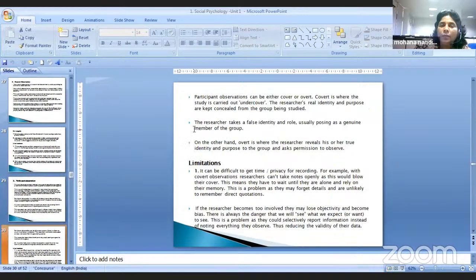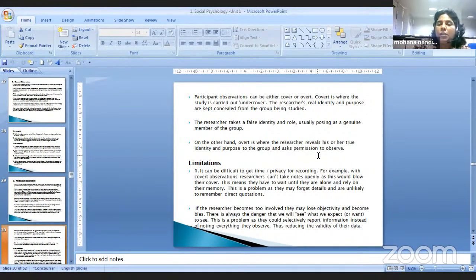Here, the researcher takes a false identity and role, usually posing as a genuine member of the group. Sometimes even that happens. On the other hand, overt is where the researcher reveals his or her true identity and purpose to the group and asks permission to observe.